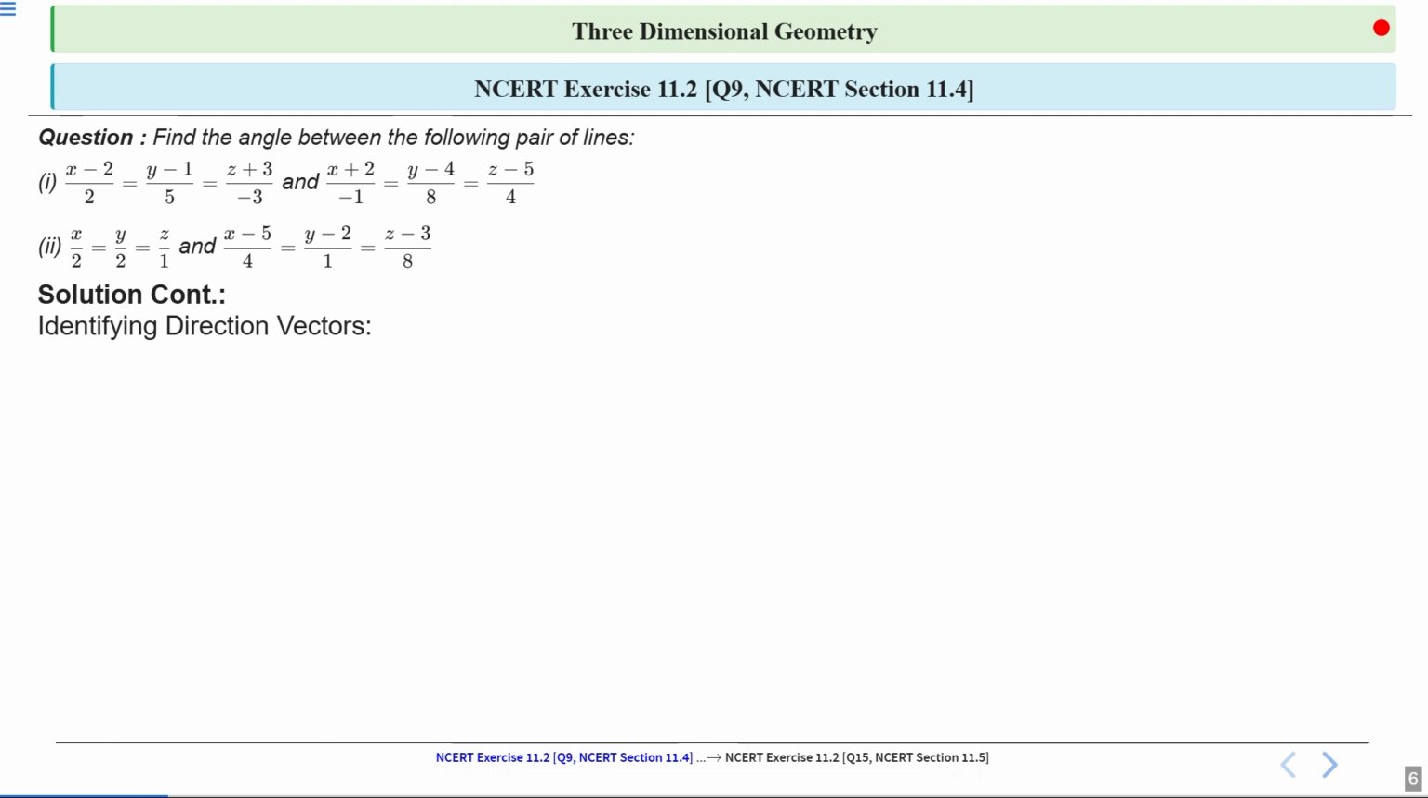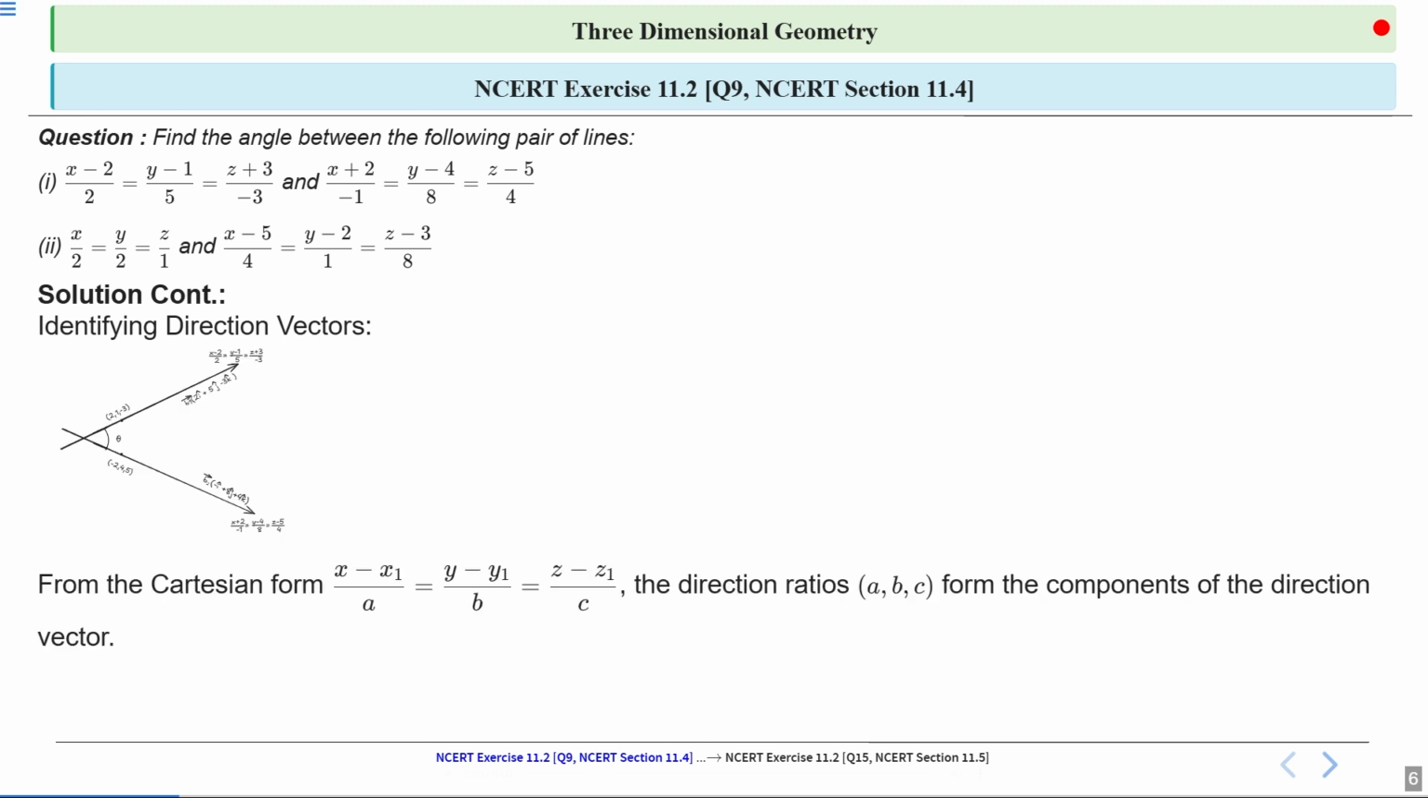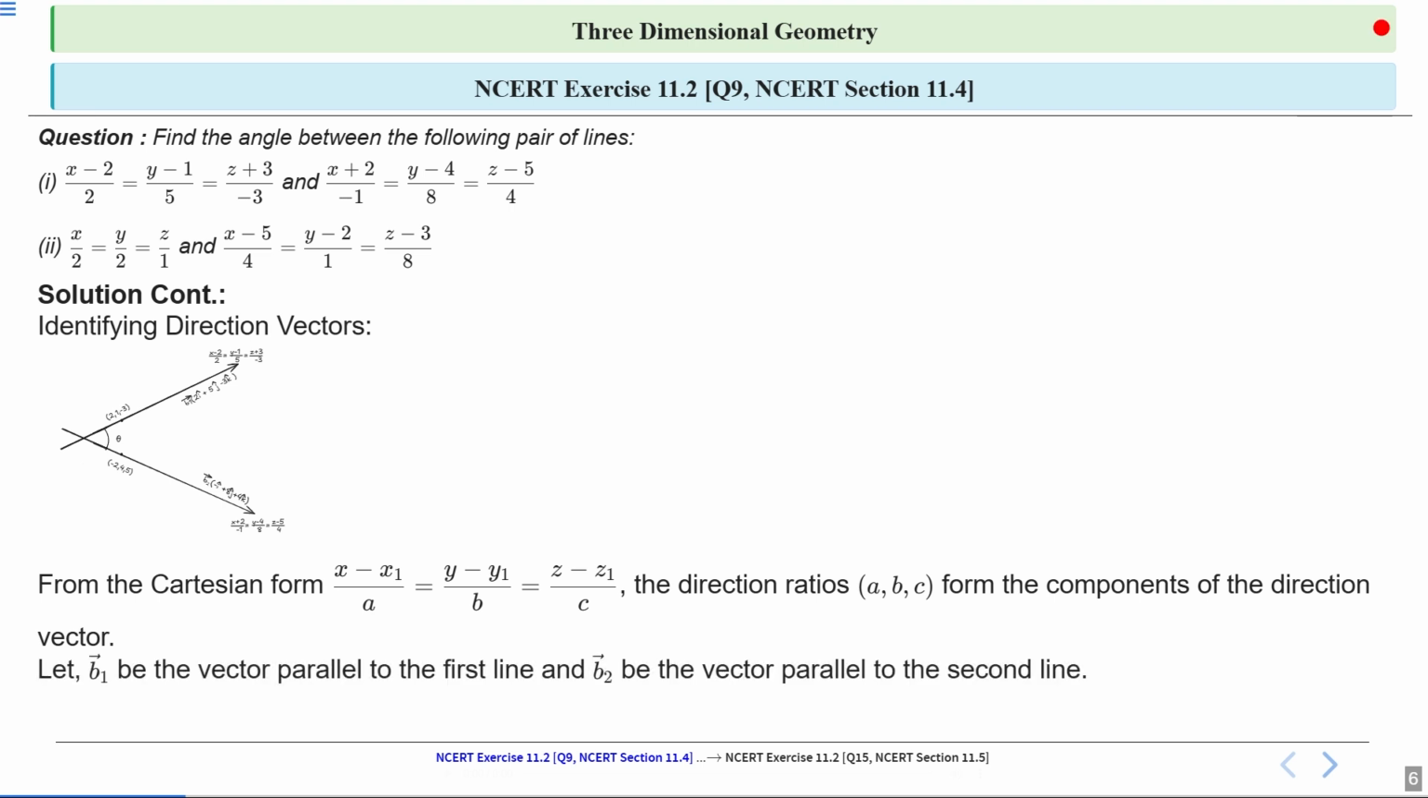We will use these direction vectors to calculate the angle between the lines using the dot product formula. Now remember, the direction ratios a, b and c from the symmetric form of the line equation directly give us the components of the direction vector, right? So let's assign names to our vectors for clarity. We will call the direction vector for the first line b1 vector and for the second line b2 vector, right?